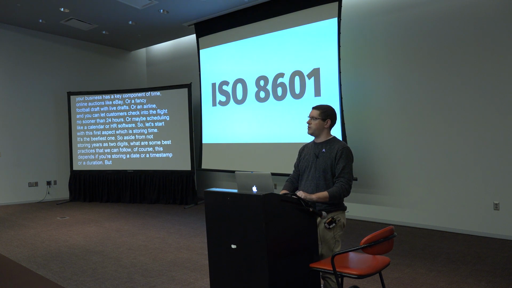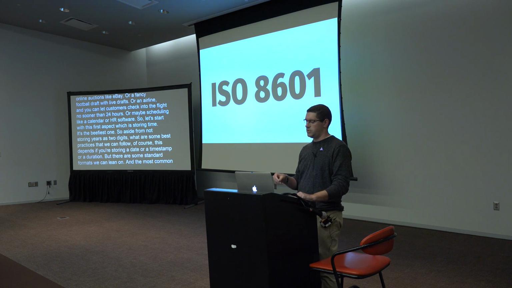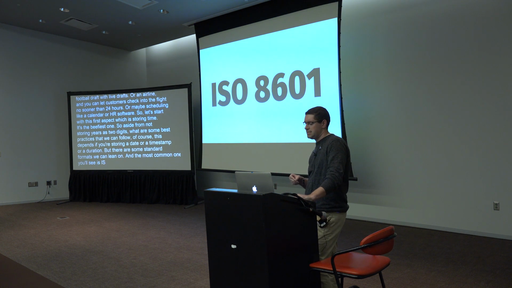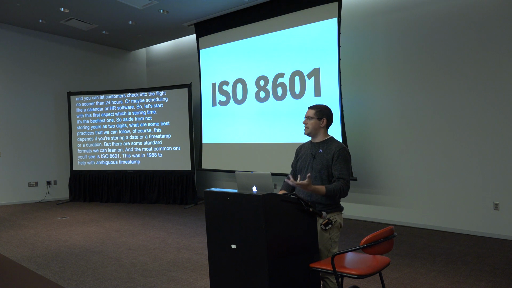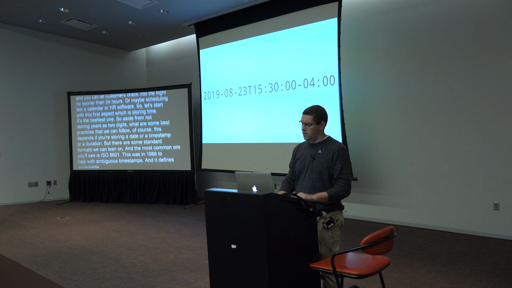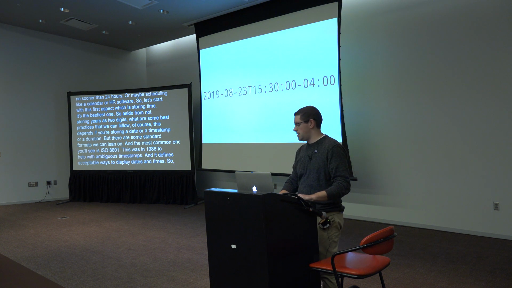And the most common one that you'll see is ISO 8601. This was a standard that was adopted in 1988 to help prevent ambiguous timestamps, or at least date formats, and it defines these acceptable ways to display dates and times. So an ISO 8601 formatted timestamp would look like this.